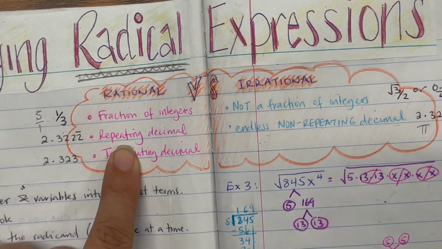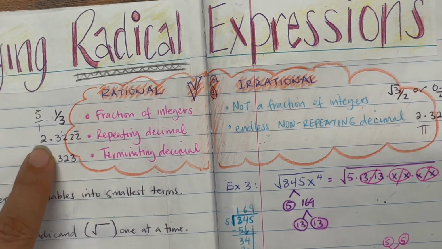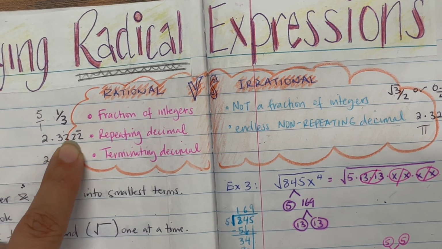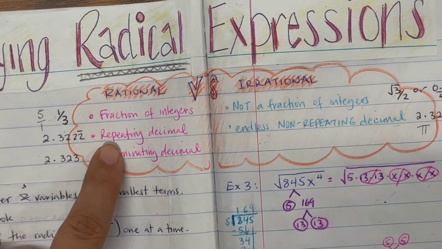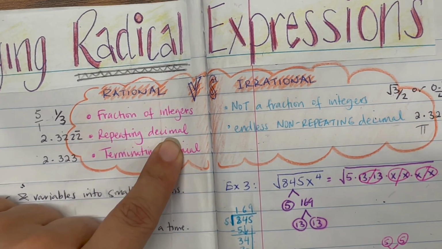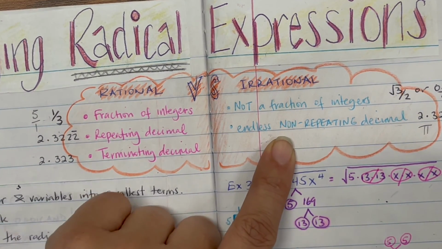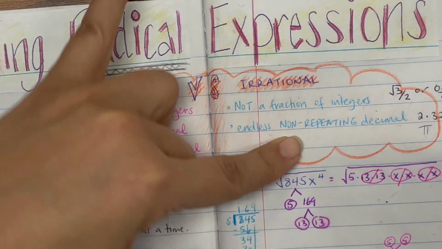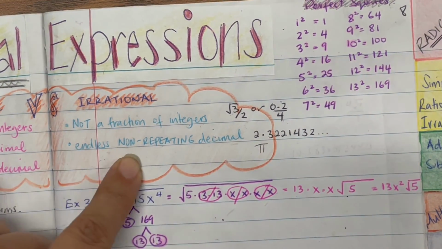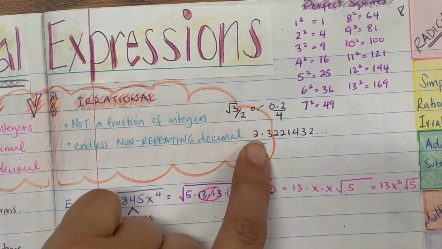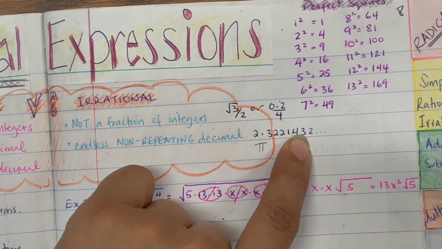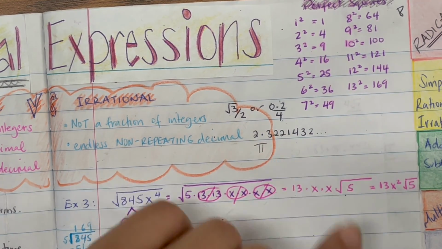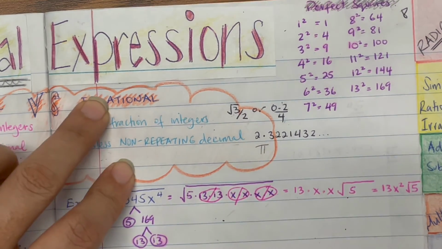Second one, it can be a repeating decimal, okay? That means 2.32222222222 repeating decimal. What is not a repeating decimal? So what's an endless non-repeating decimal? It's irrational. 2.321432. There's no pattern. It's not repeating. It keeps changing, okay? That's irrational.